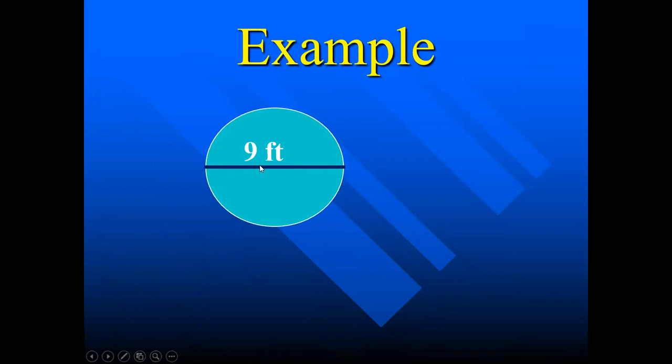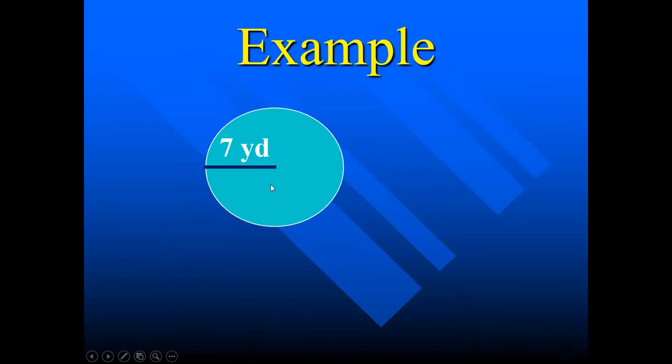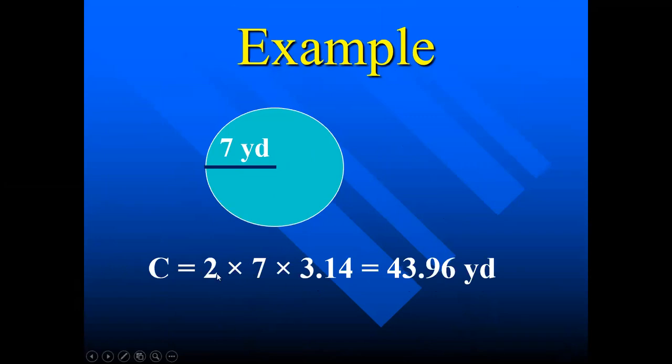In this circle, we have diameter. If you have diameter, multiply the length of the diameter by 3.14. 9 multiply 3.14. The result will be 28.26 feet. In this circle, we have radius, 7 centimeters. If you have radius, multiply 2 multiply by the length of the radius, multiply 3.14. 2 multiply 7, multiply 3.14. 2 multiply 7 equals 14. 14 multiplied by 3.14, the result will be 43.96 yards.